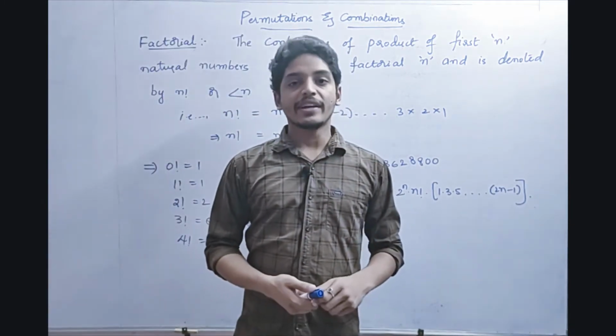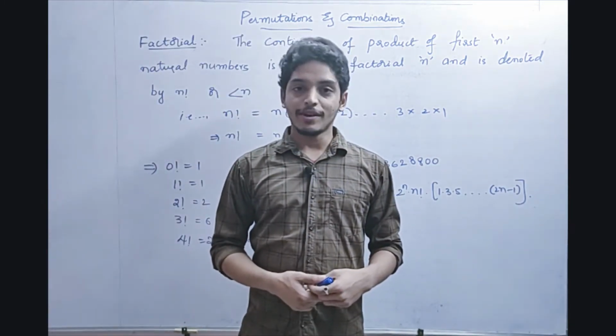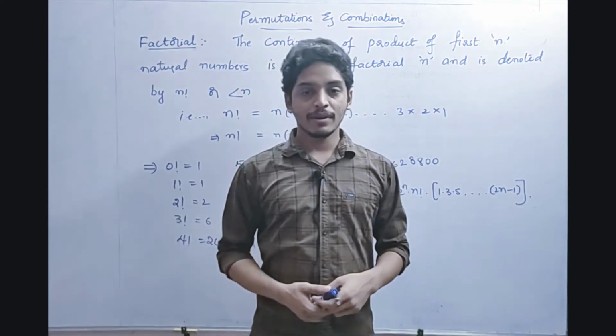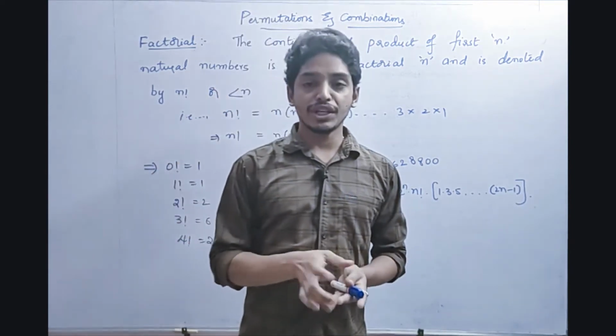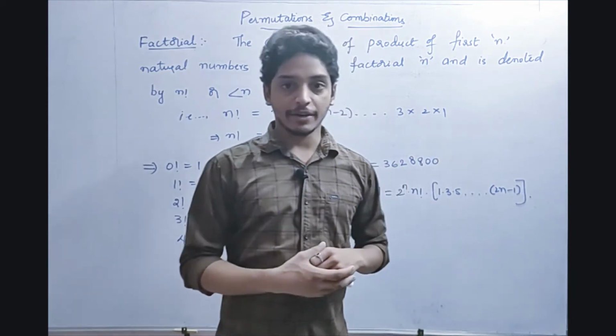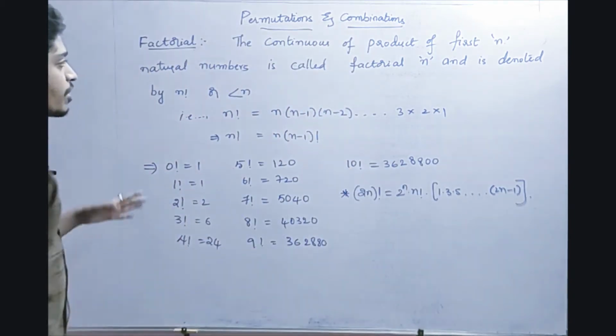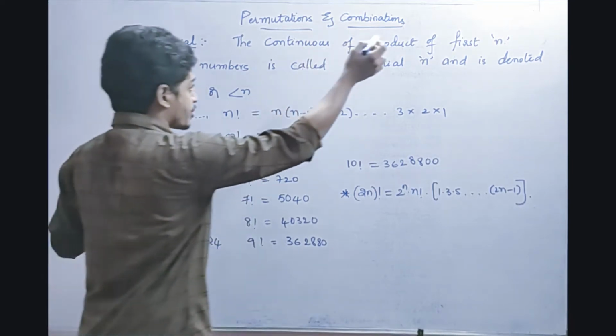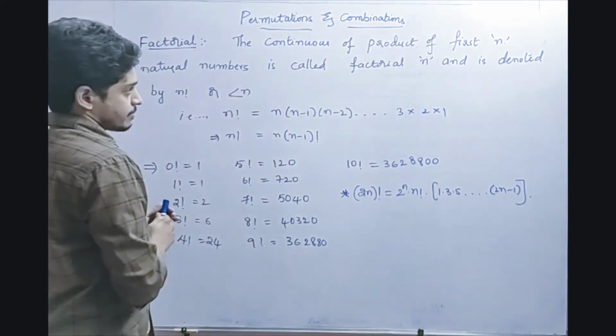Okay friends, now let us see another important topic which is called permutations and combinations. Before permutations and combinations we need to understand a concept called factorial. So let us see the concept factorial. What do you mean by factorial? The continuous product of first n natural numbers.